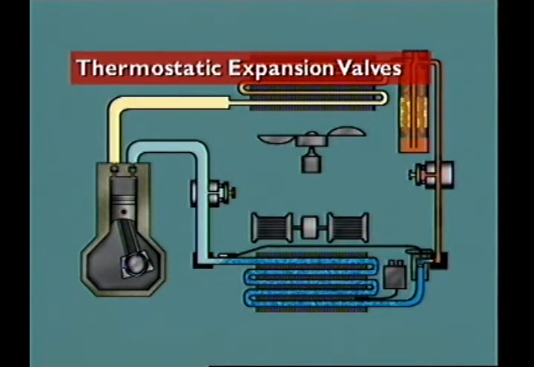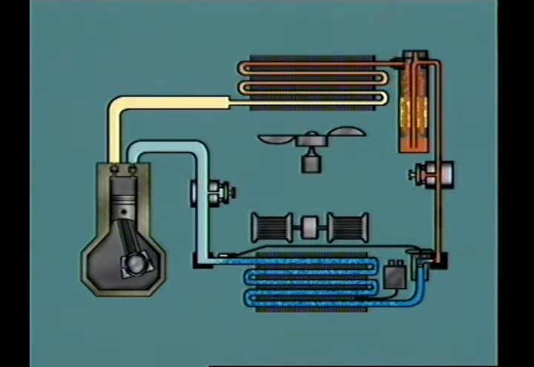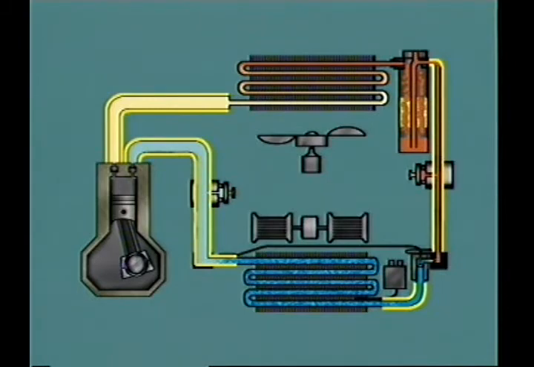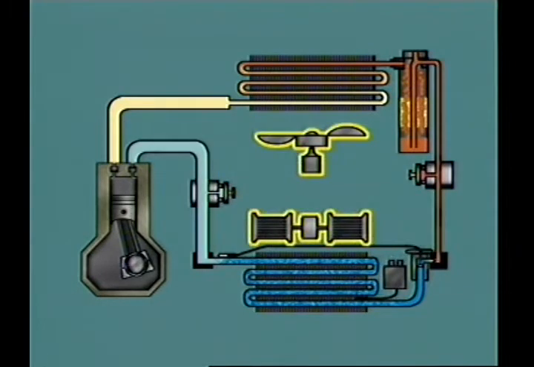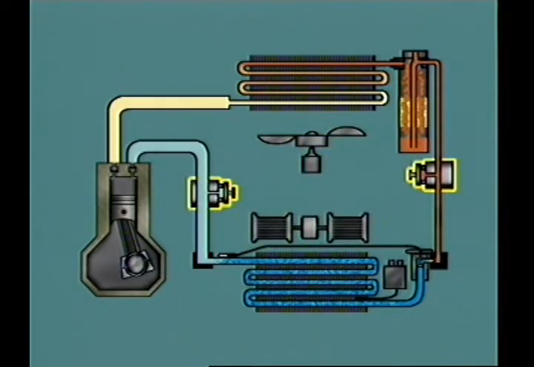This section examines the thermostatic expansion valve system. In a thermostatic expansion valve system, the components necessary for system operation are the condenser, the evaporator, the compressor, the receiver dryer, the thermostatic expansion valve, connecting pipes and hoses, a thermostat, blower fans, and pressure switches.